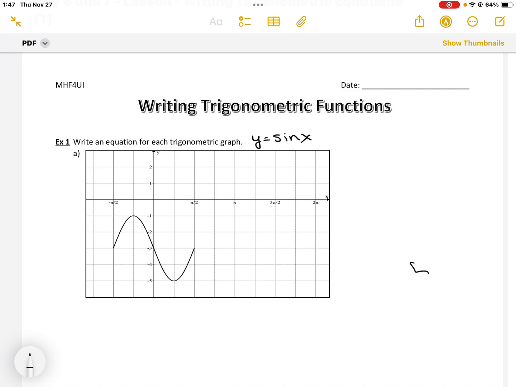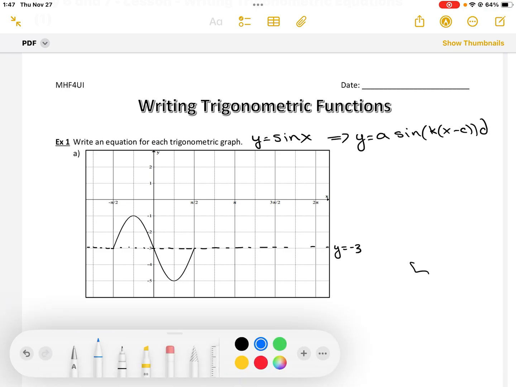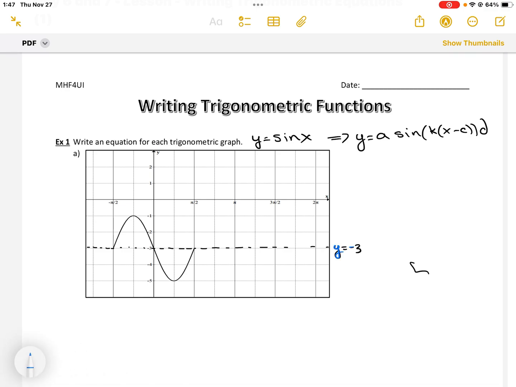So I know that I need to identify my amplitude. I need to figure out my k value from my period. I need to figure out the phase shift, and I need to figure out the equation of the axis. So the equation of the axis is right in the middle here, which is y equals -3. That is the d value of my graph, or the vertical shift, so plus d at the end.